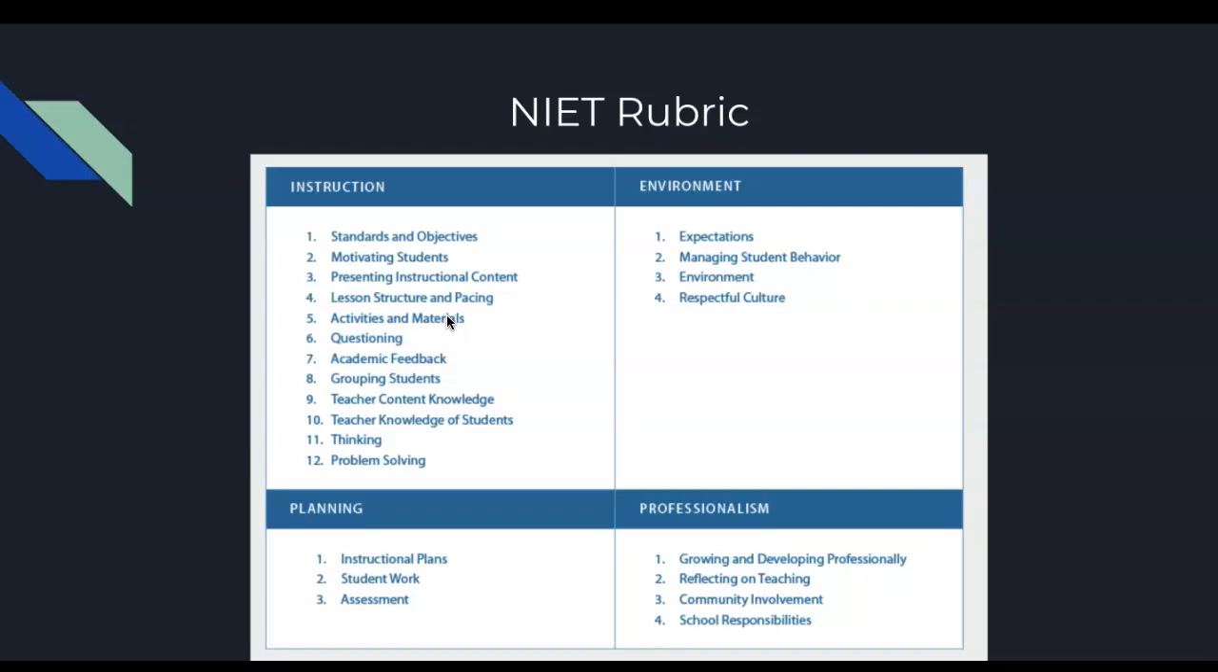When we talk about instruction, that is what the observer will see during your teaching. You can see that these 12 areas are very distinctive when you see the rubric. In 250, you will get a copy of this rubric that will be laminated and easy to carry around to all of your upcoming classes. And in each of your classes, you'll be looking further into these 12 areas of instruction.